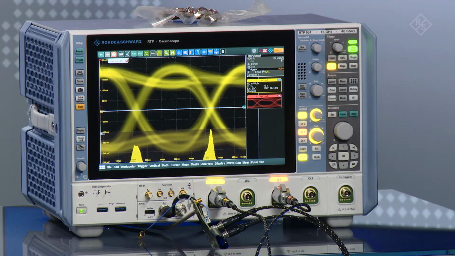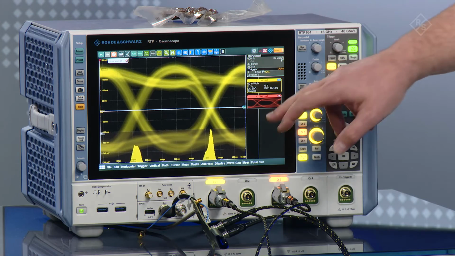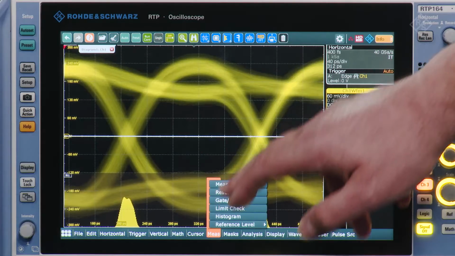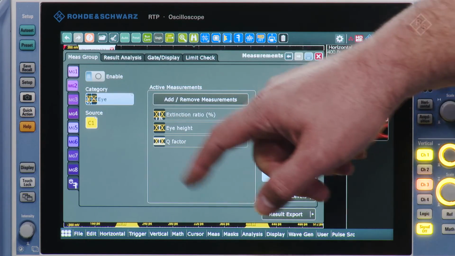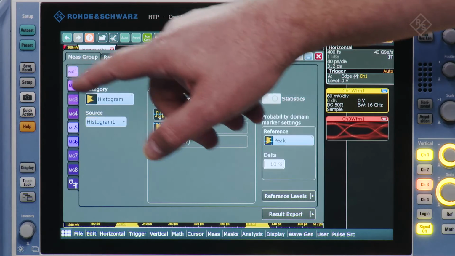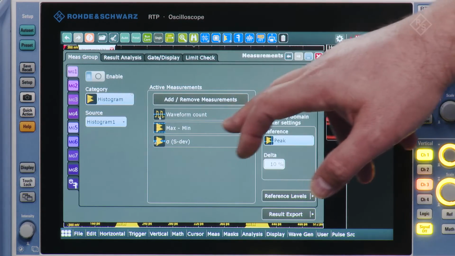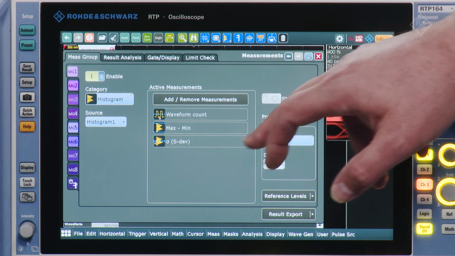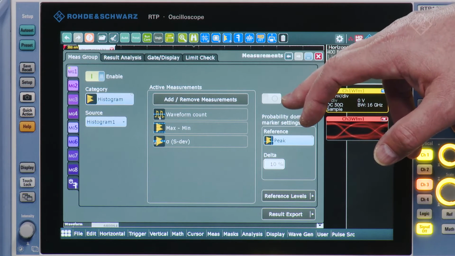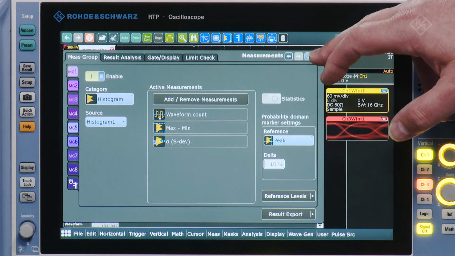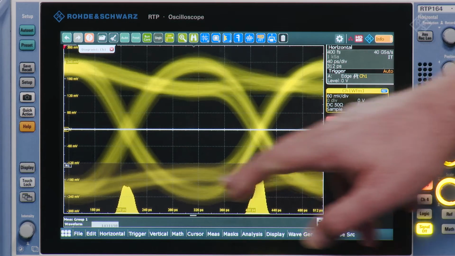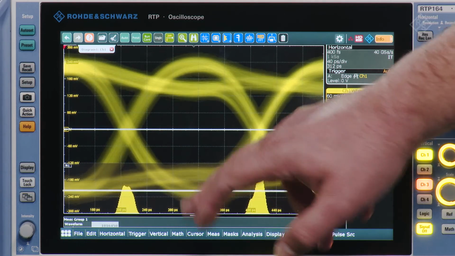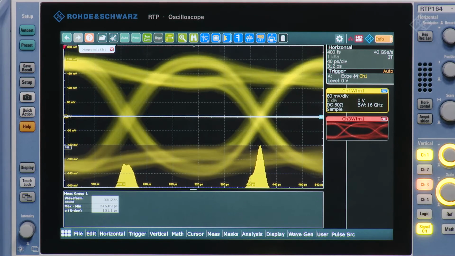So we're going to measure the jitter first, means we turn on the automated measurement functions. In the measurement group 1, we have already selected the histogram. We can just enable that. We're going to measure the waveform count, the peak to peak as a difference between min and max, and the sigma of the distribution. This gives us some results.